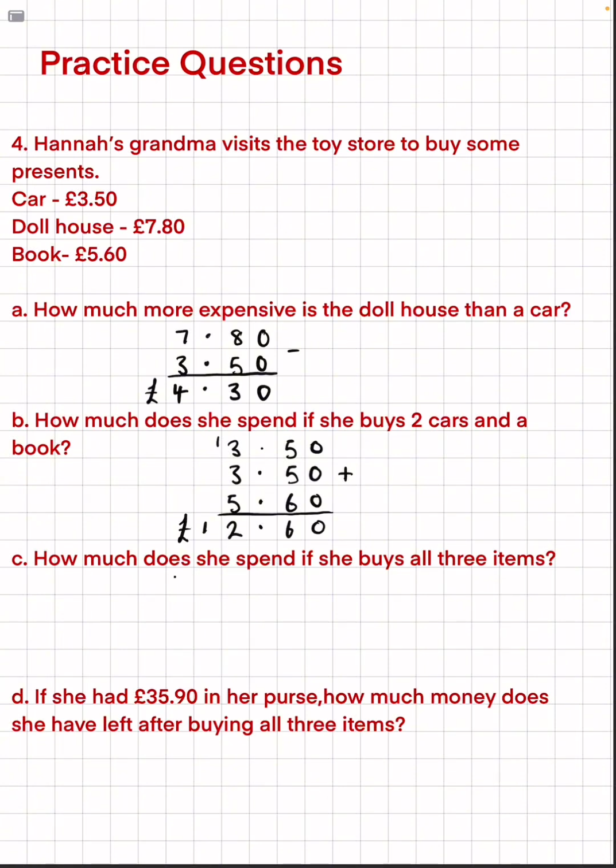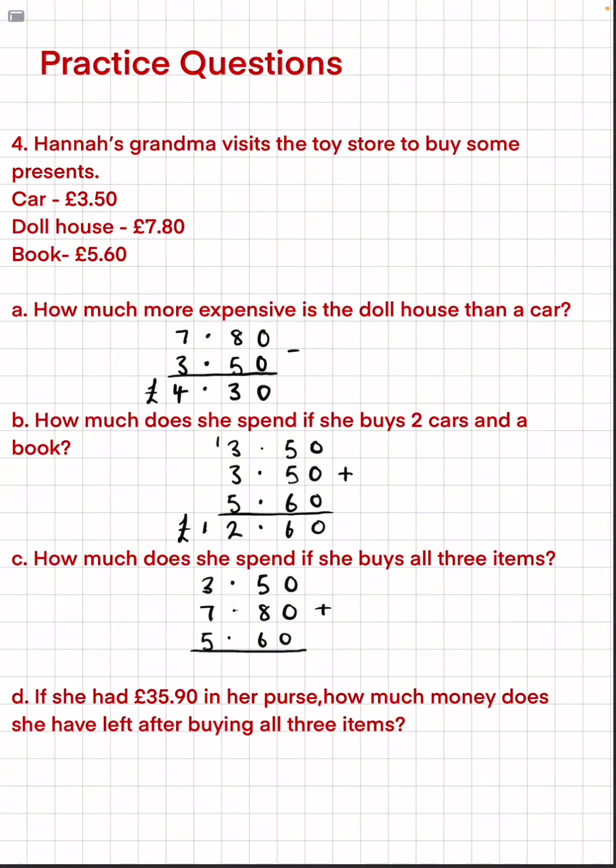Part C says how much does she spend if she buys all 3 items. So a car costs £3.50. A dollhouse is £7.80. And a book costs £5.60. If we add these numbers together, we can find out how much she'll spend if she buys all 3 items.